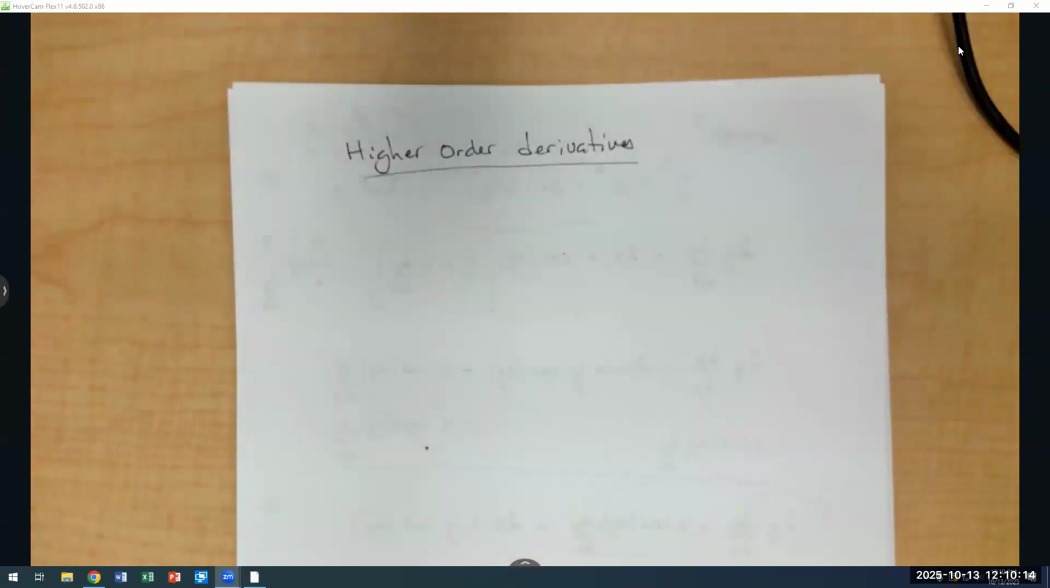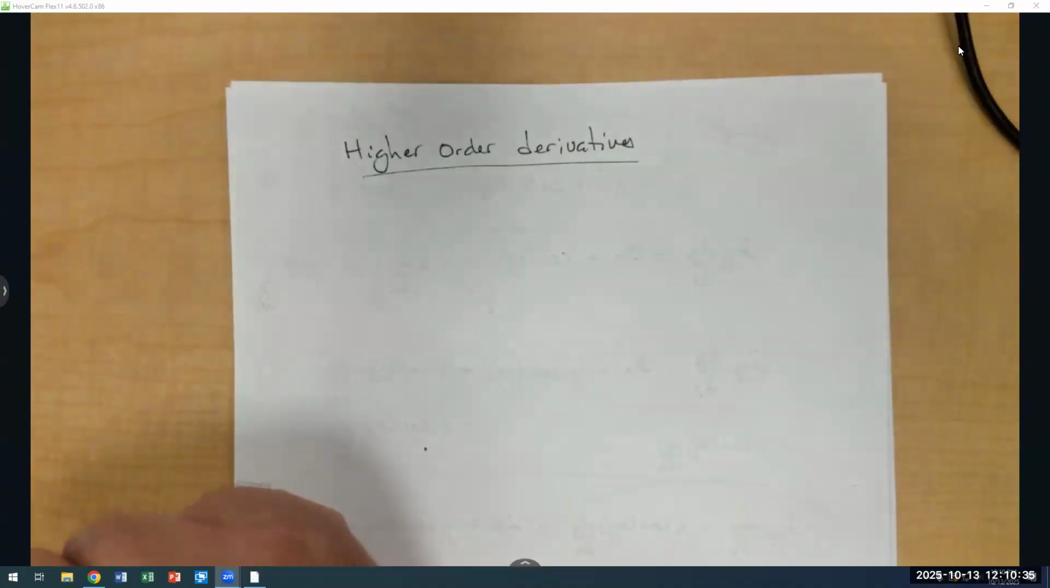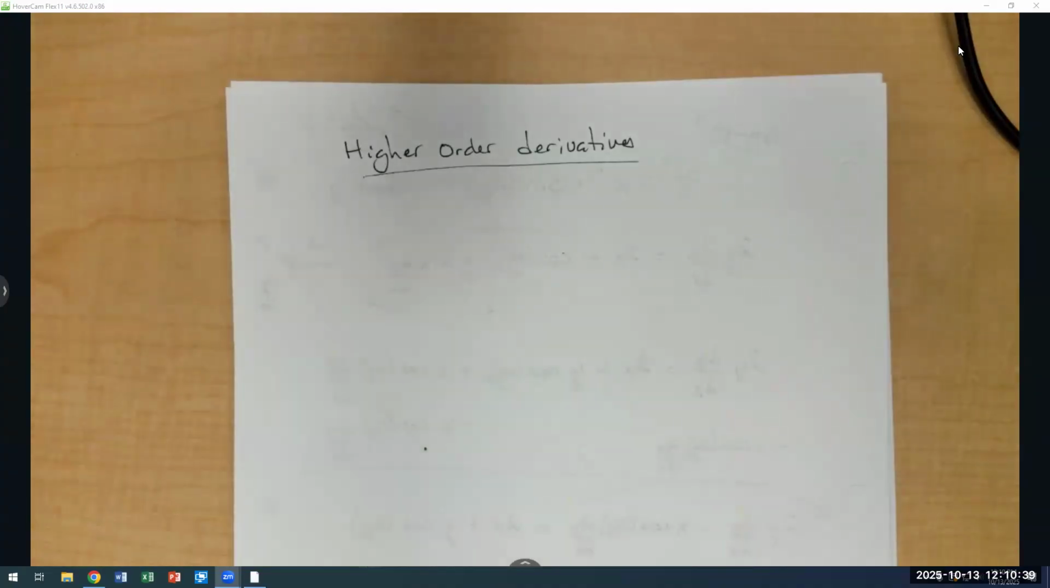Higher order derivatives. So far, we've only been finding the first derivatives. We can find the second, third, fourth, fifth derivative if we want to. Now, what's important here is that each higher derivative is built on those below it, so they have to be incorporated in the higher order derivatives.